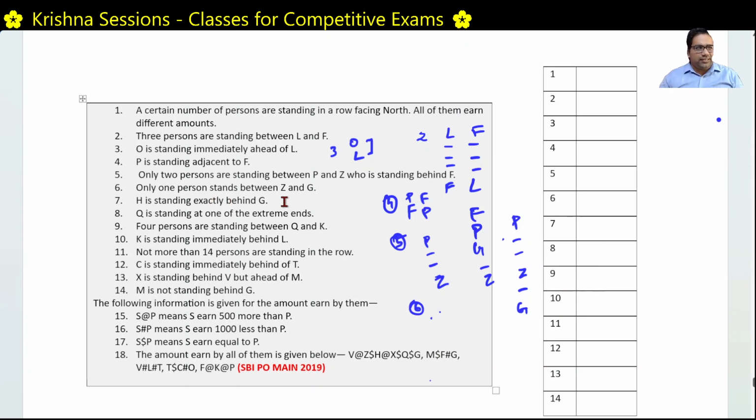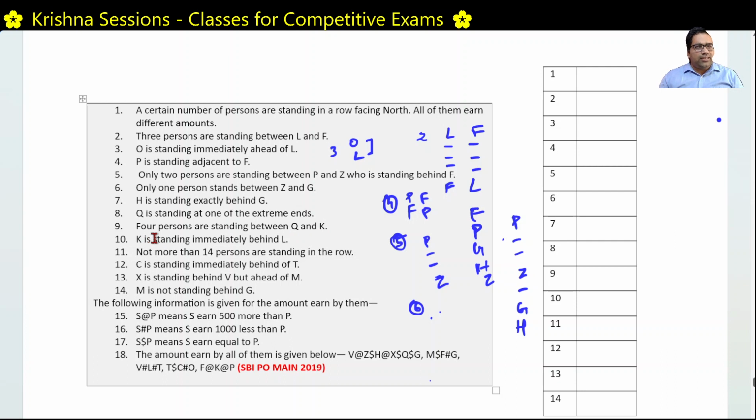Then H is standing exactly behind G. What does that mean? In this case, H will be here, in this case, H will be here, or in this case, H will be here. Q is standing at one of the extreme ends. Very good. That means Q is either 14 or 1. 4 persons are standing between Q and K. Okay, Q and K, there are 4 people.